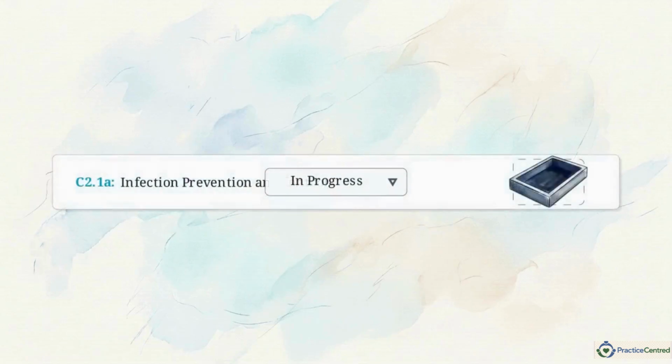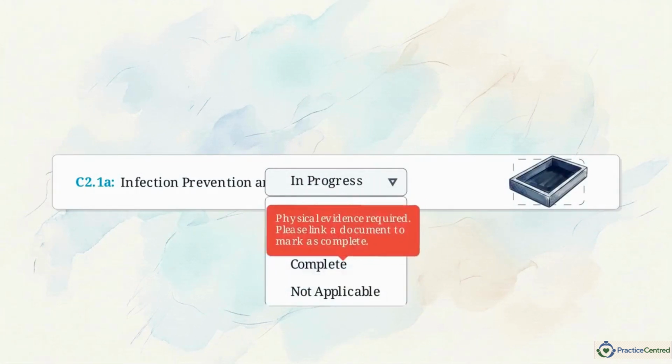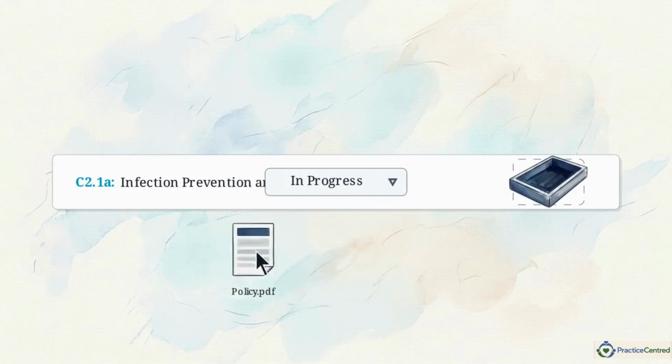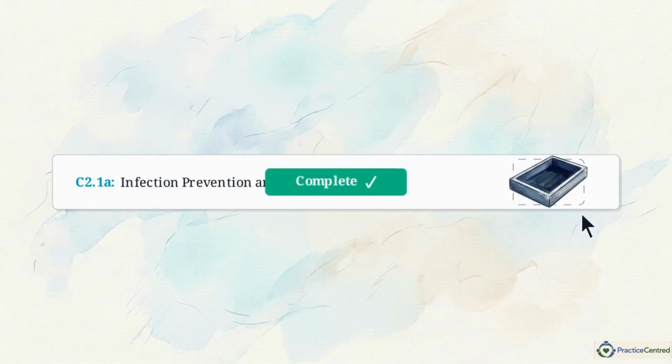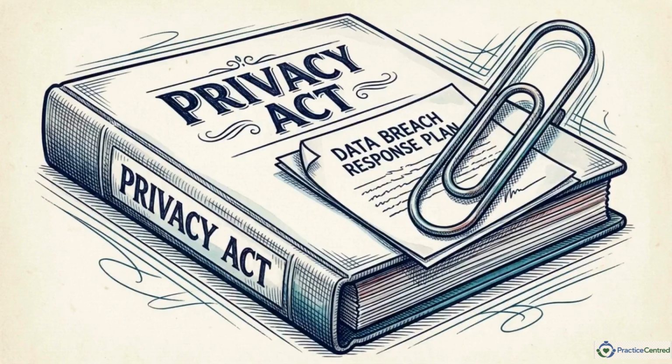Here is the built-in constraint. If an indicator requires physical evidence, the system blocks you from marking it as complete until a file is definitively attached. This strict mechanism enforces honesty across your preparation. You won't find any green ticks sitting over empty boxes. This logic applies across every distinct framework. For the Privacy Act, you must physically attach your data breach response plan to clear the corresponding indicators.